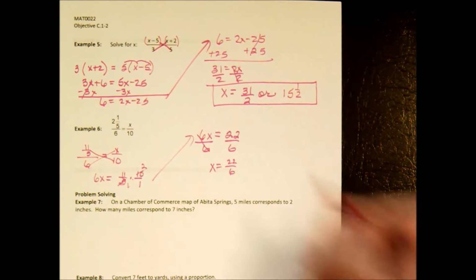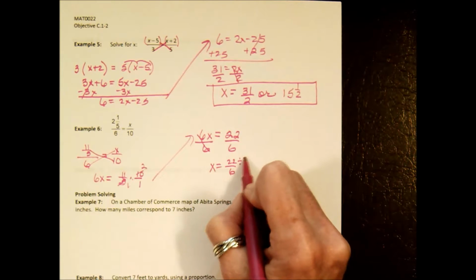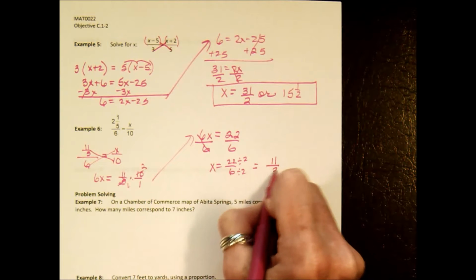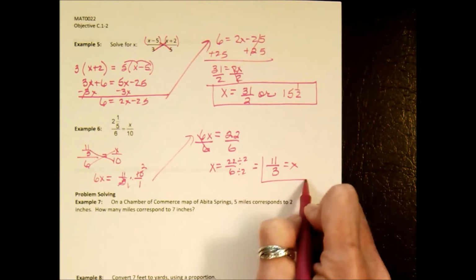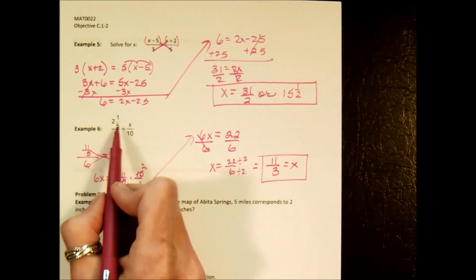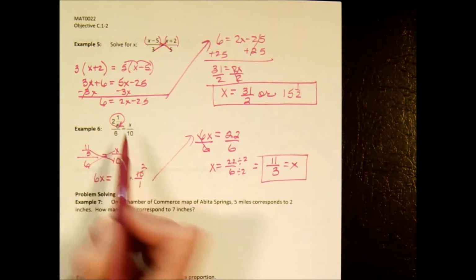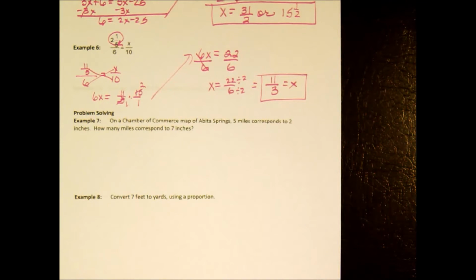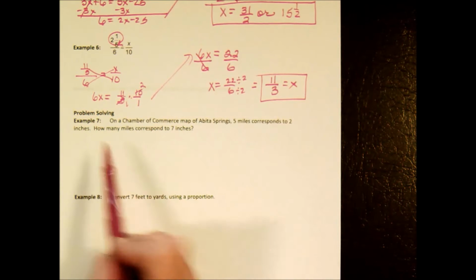Let's simplify that, but leave it as an improper fraction, and I get 11/3 is equal to x. That's 3 2/3 if you wanted to change it. So I first changed this to an improper fraction, and then again, rule of cross products. It's one of the handiest rules in algebra you will learn as you go along. All right, let's look at some problem solving.